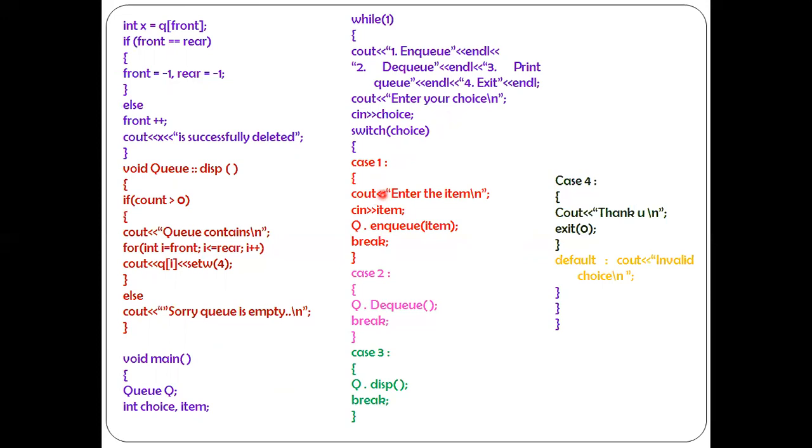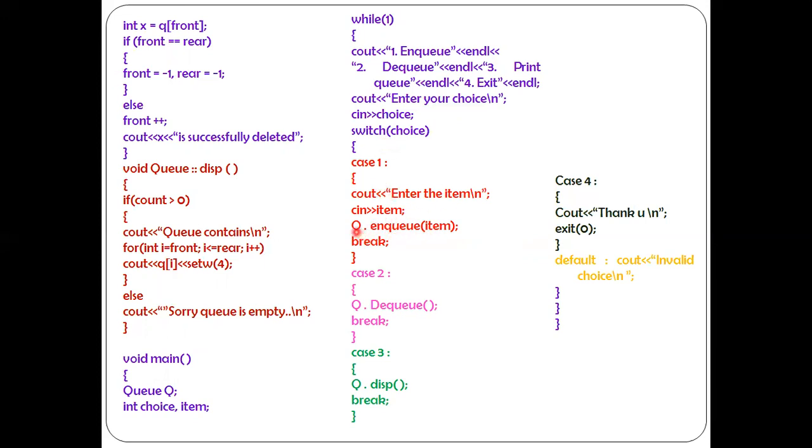Last time I entered 1 and this time also I'm entering 1. I'm trying to insert one more item into the queue data structure. Last time we entered 10, and 10 is stored at queue of 0. This time I'm going to insert one more item into the queue data structure. Enter your choice means item, I'm giving 20.